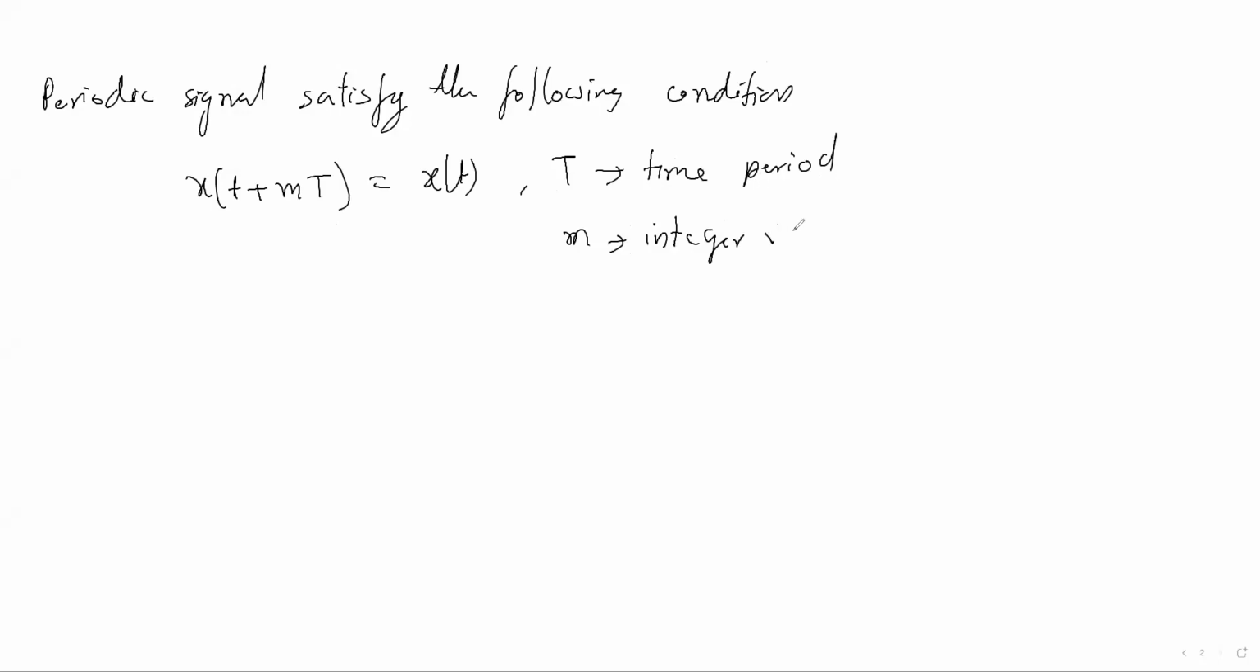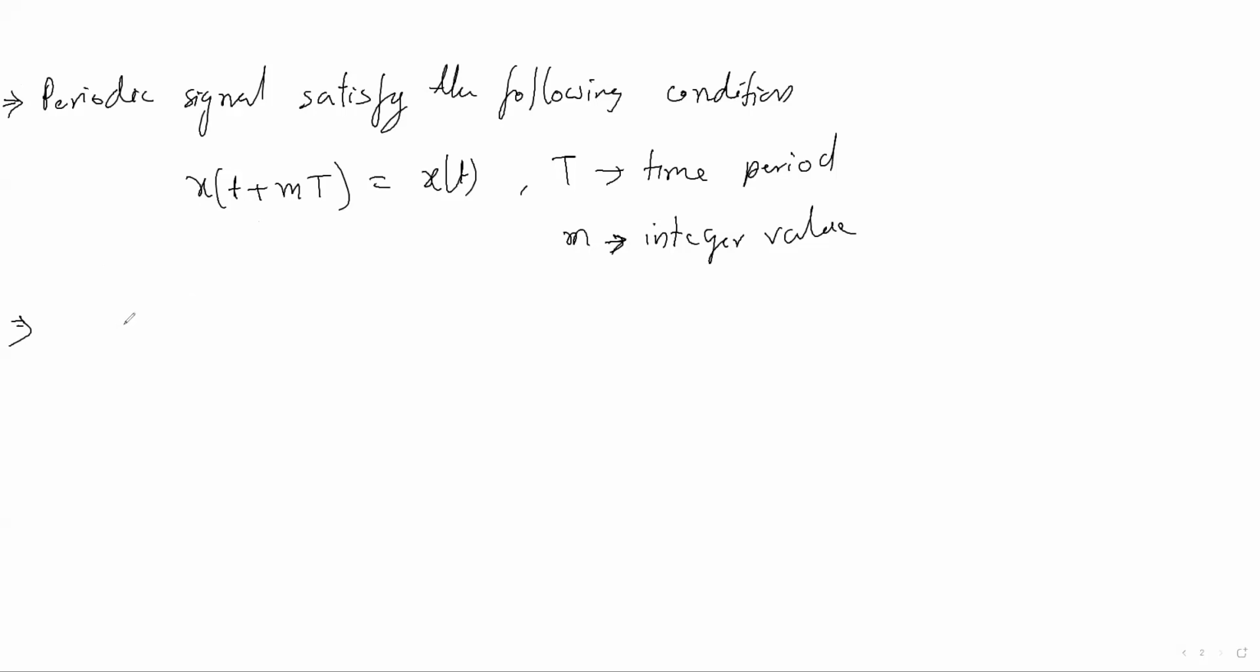What are the integer values? Integer values are like 1, 2, 3, 4, or -1, -2, -3. Okay. There should not be any fractional. If there is a fractional, then that will be a rational number. Okay. This is the condition for periodic signal.